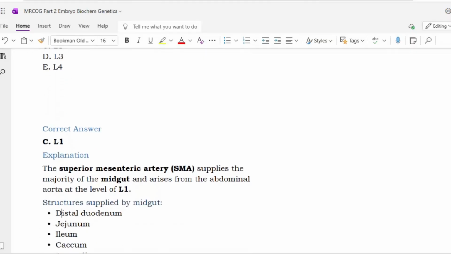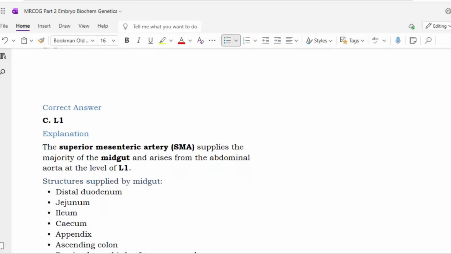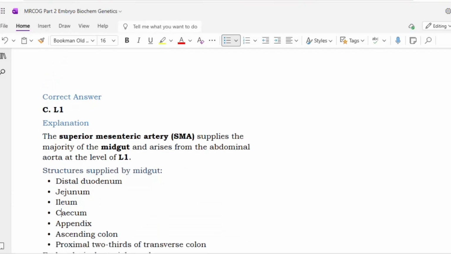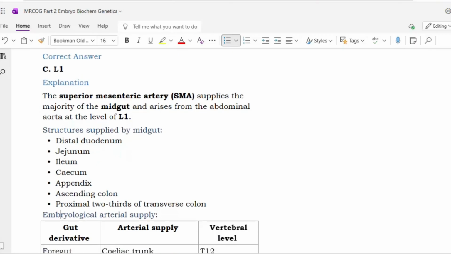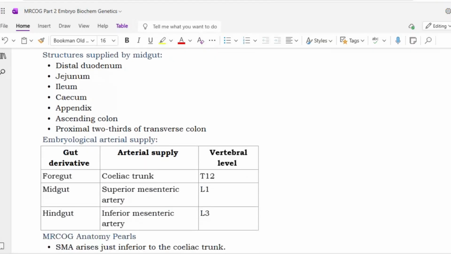The superior mesenteric artery, SMA, supplies the majority of the midgut and arises from the abdominal aorta at the level of L1. The structures supplied by it are the distal duodenum, jejunum, ileum, cecum, appendix, ascending colon, and proximal two-thirds of the transverse colon. So the foregut arterial supply is the celiac trunk, vertebral level T12; midgut, superior mesenteric artery, L1; hindgut, inferior mesenteric artery, L3. All three are important.